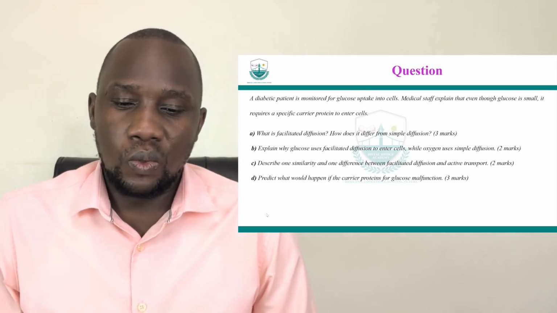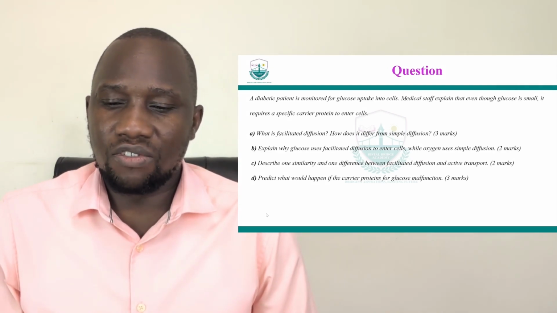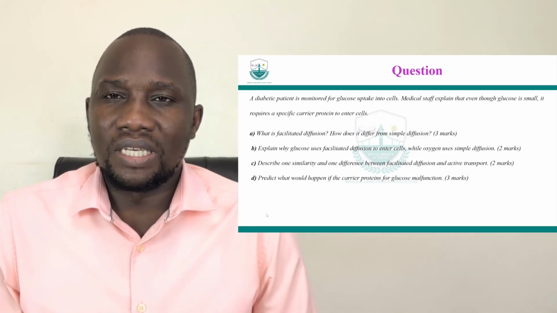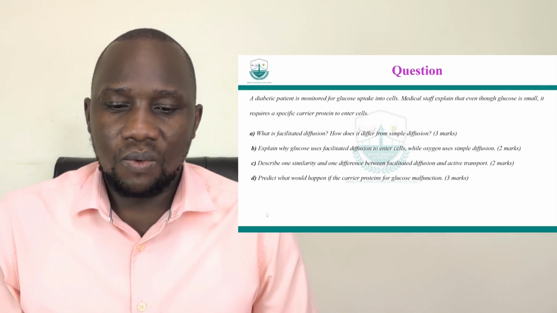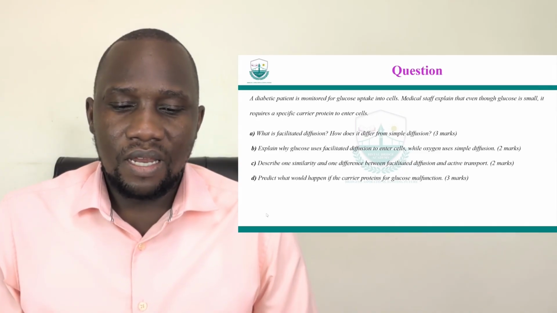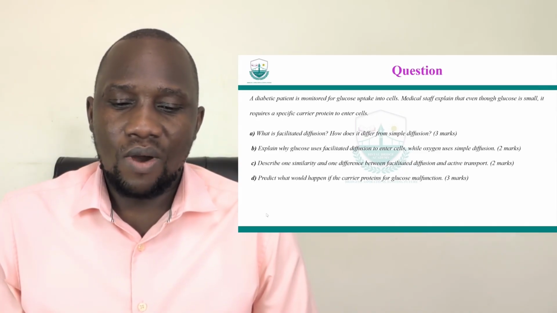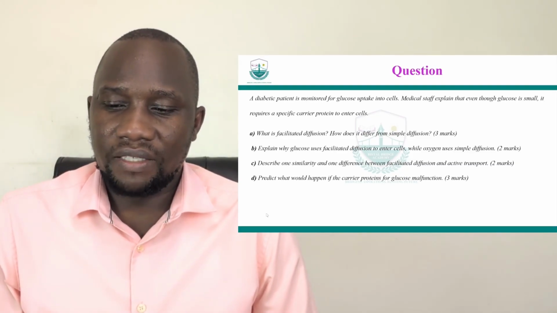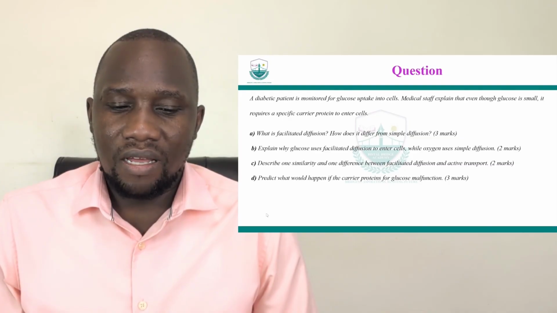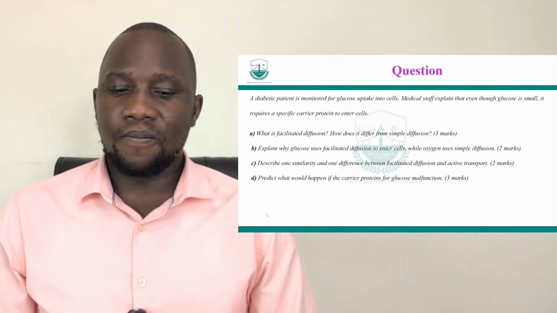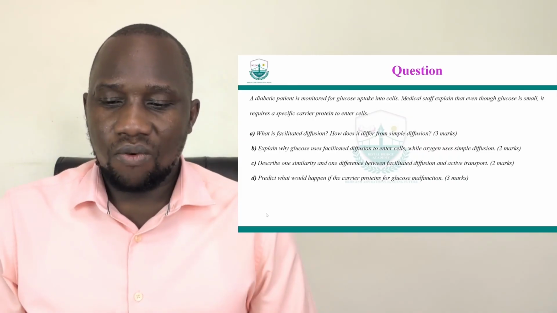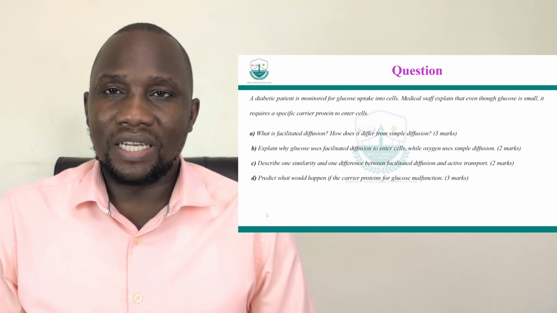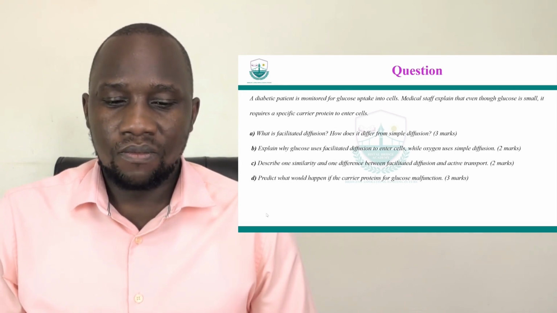Okay, so why is glucose using facilitated diffusion to enter cells while oxygen uses simple diffusion? That's the question that we have there. And then another question is: describe one similarity and difference between facilitated diffusion and active transport, and then predict what could happen if the carrier protein for glucose malfunctions. Okay, I think we can start with that last question.